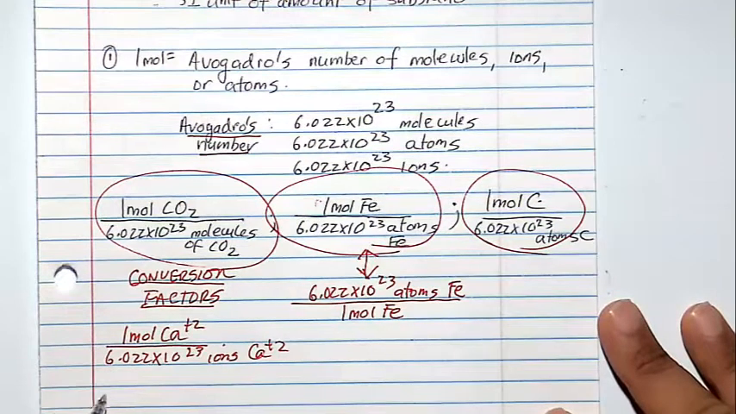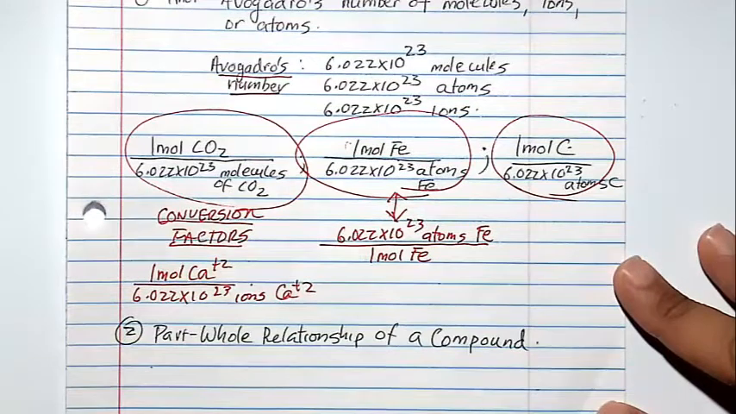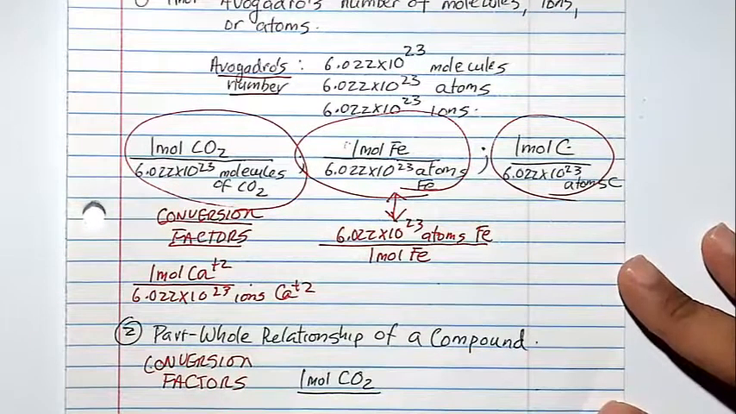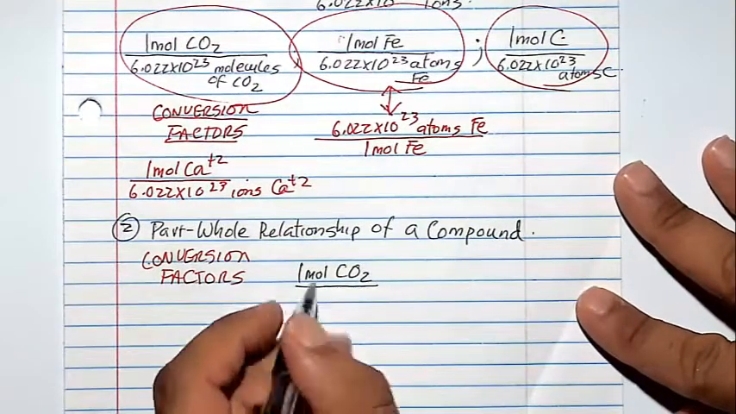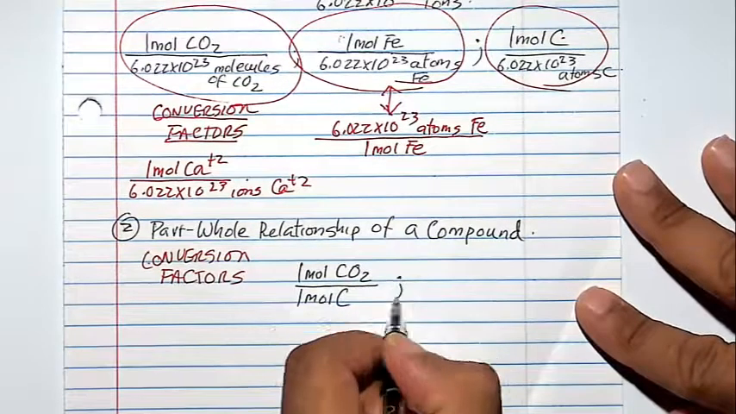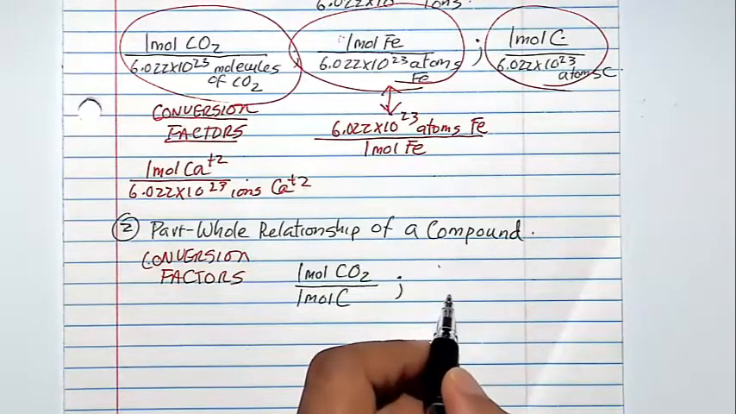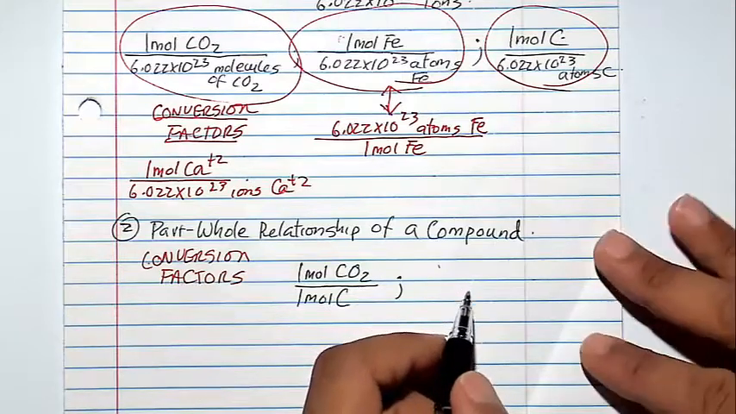The second definition of the mole is the part-whole relationship of a compound. So here we go again with our conversion factors. Let's go back to our example of CO2. 1 mole of CO2 consists of 1 part carbon and 2 parts oxygen. So 1 mole of CO2 has within it 1 mole of carbon. Now I could flip this and say for every 1 mole of carbon in the numerator, there's 1 mole of CO2 in the denominator, again to cancel out the units.